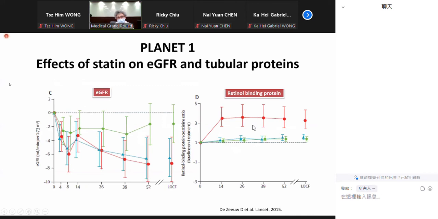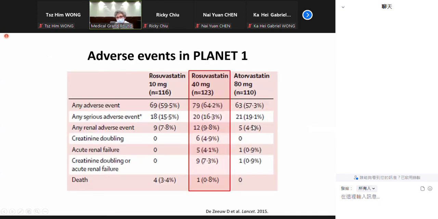But what was even more worrying is that the rate of decline of eGFR was actually greater in people treated with rosuvastatin, whereas it was stabilized in the case of atorvastatin. And if they used retinol binding protein as a marker of renal damage, they showed some degree of renal damage. There were also some adverse events in people treated on very high dose of rosuvastatin. There was some doubling of serum creatinine. There was acute renal failure. So it wasn't really very good.